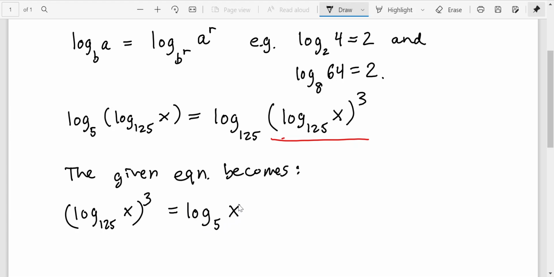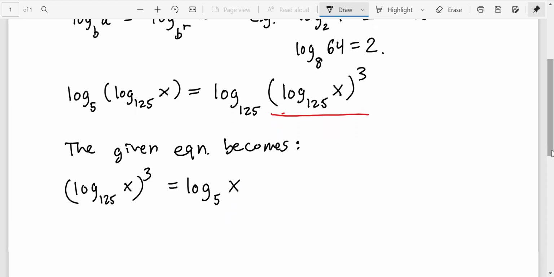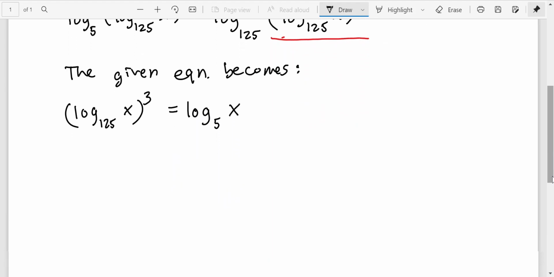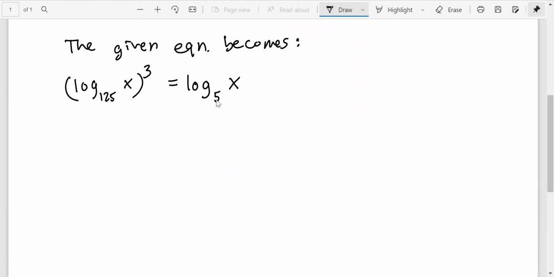So that's a simpler equation than the one we started with, but we can actually apply that same formula again to the logarithm on the right. I would like that to have the same base of 125 that I see on the left. So I'm going to cube this base and this input. So we get the log base 125 of x cubed equals the log base 125 of x cubed, like that.